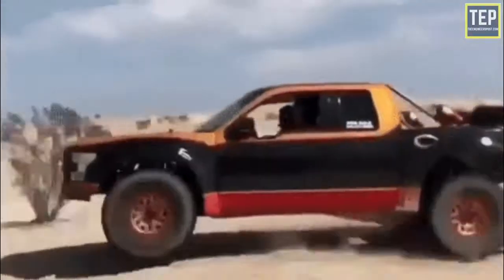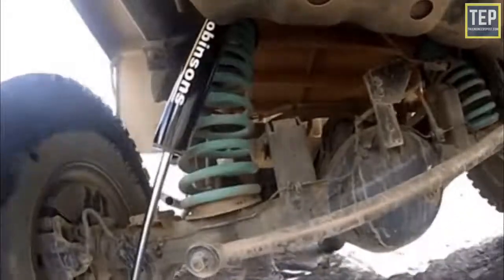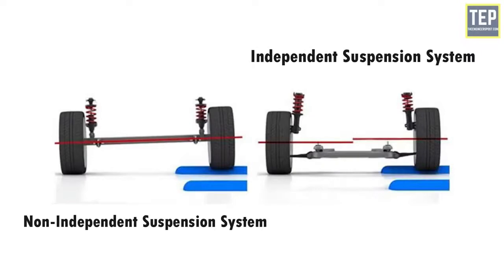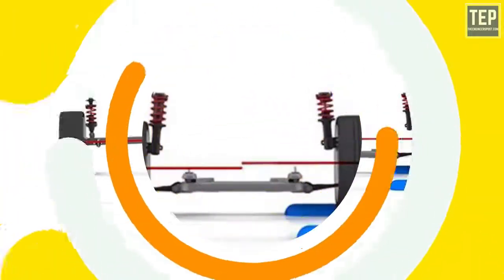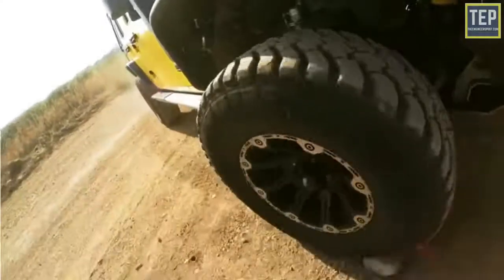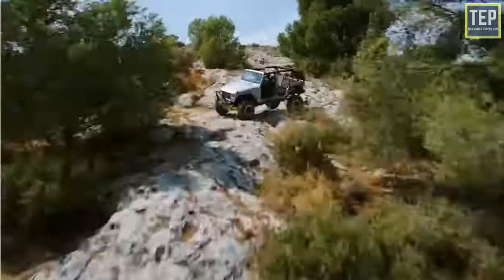There are different types of suspension systems used in automobile vehicles. They are independent suspension system and non-independent or rigid axle suspension system. Independent suspension system. Independent suspension is an automobile suspension system that allows each wheel on the same axle to move vertically and independently of the others.